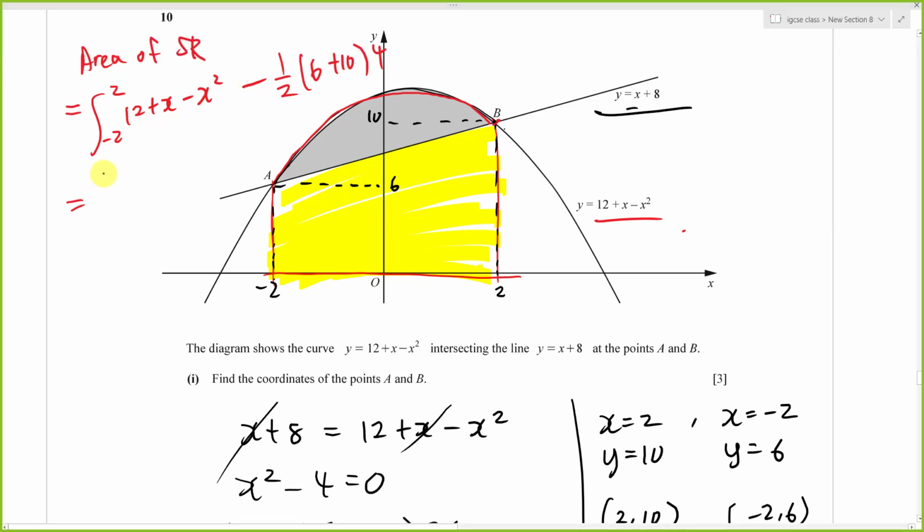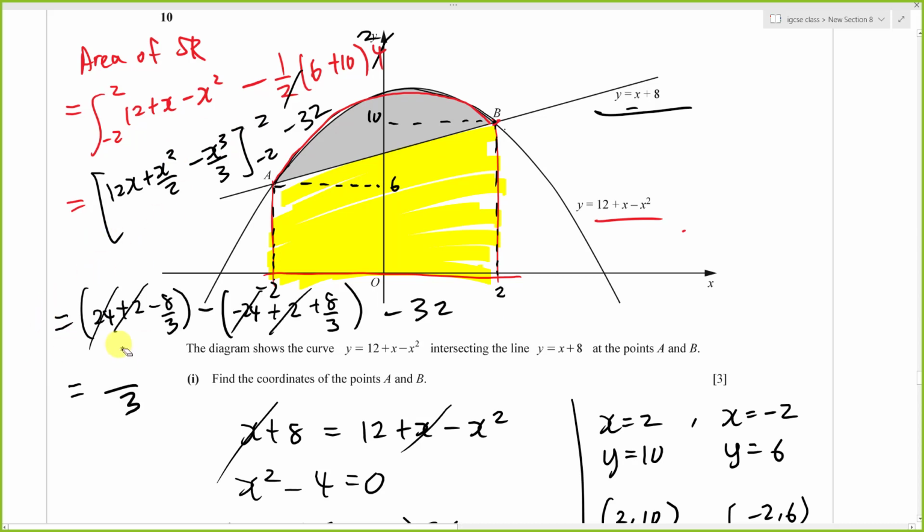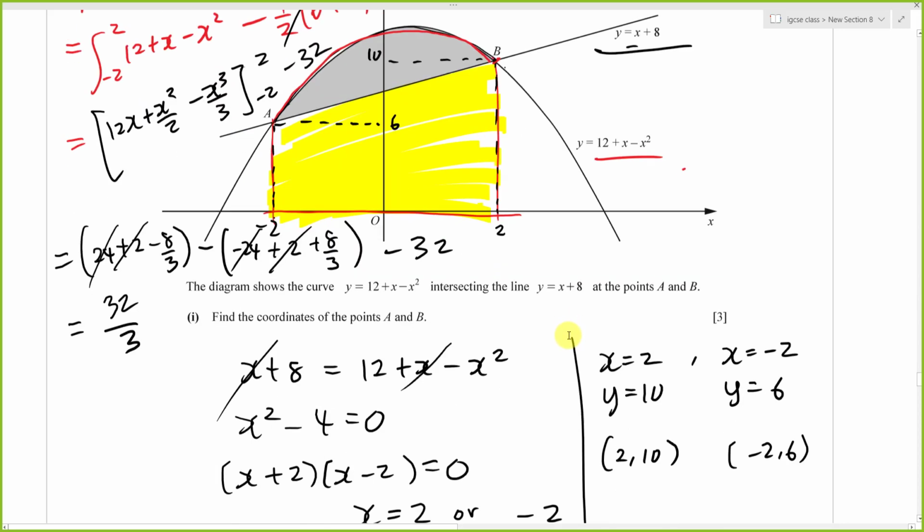And we actually integrated this one just now. We have 12x plus x squared over 2 minus x cubed over 3 here, and then this is from negative 2 to 2. And then this one I will get 16 minus 32. Alright, then yeah, just plug in the 2 into the equation first. Just some careless mistake. Just type everything in the calculator, you won't make this kind of careless mistake.